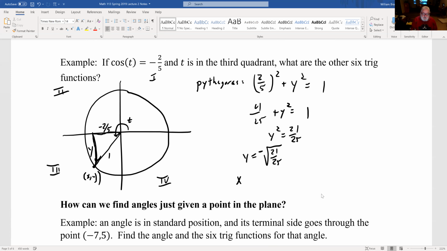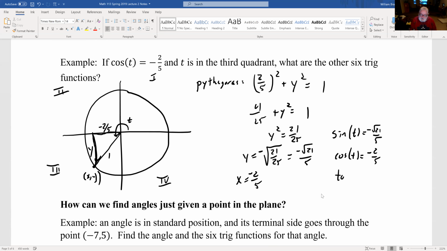So x is minus 2/5, y is this. Taking the square root of the top and bottom makes it minus square root of 21 over 5. So what are my trig functions? Sine of t is minus square root of 21 over 5. Cosine of t is minus 2/5.